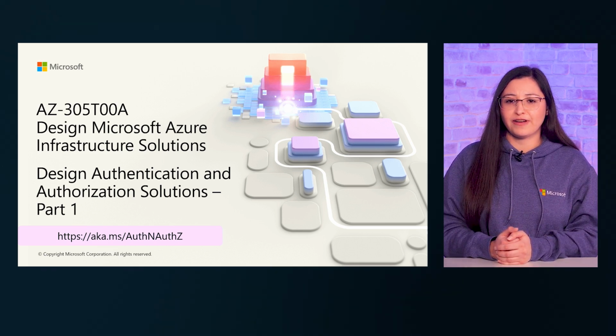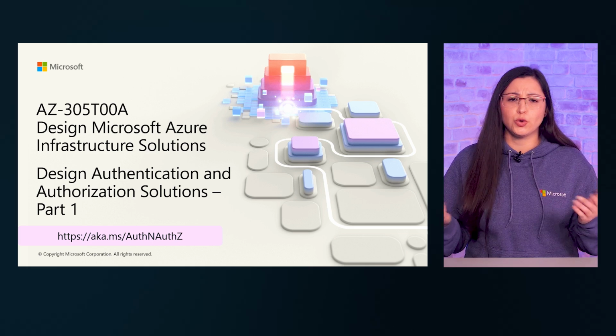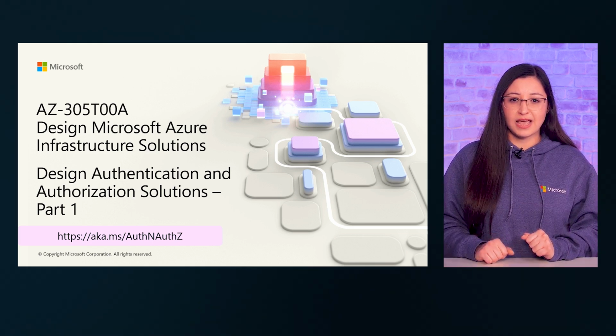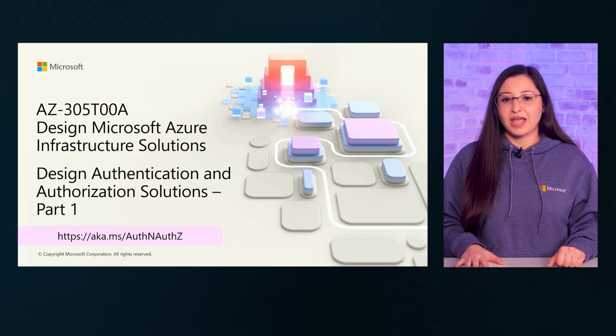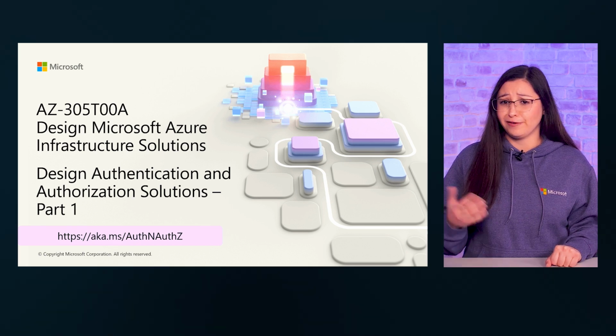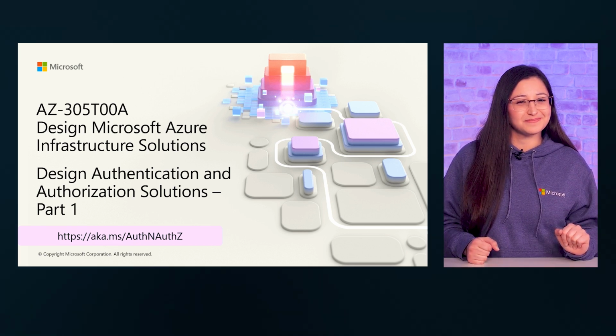First, let's clarify. Authentication is who you are. Authorization is what you are allowed to do. Think of it like a concert. Authentication checks your ticket. Authorization decides if you're in VIP or in the general crowd. So, let's get started with the session.